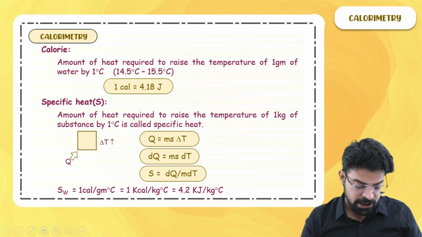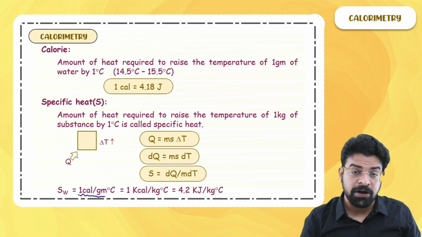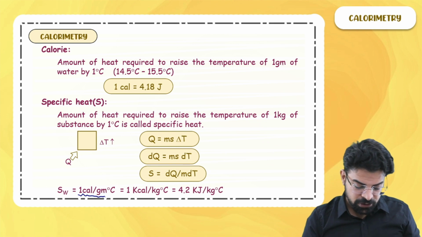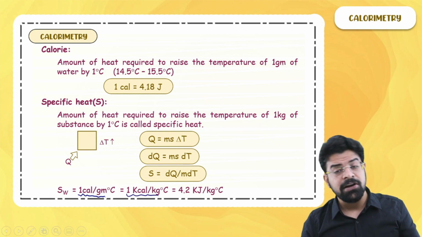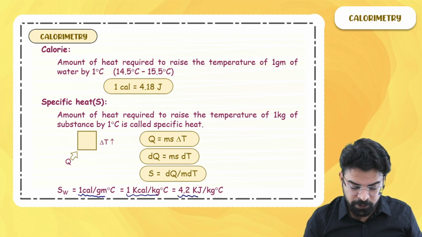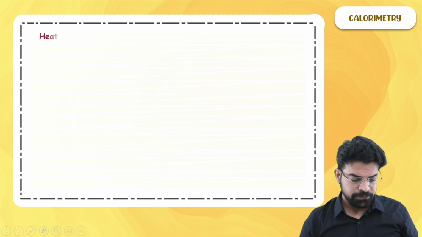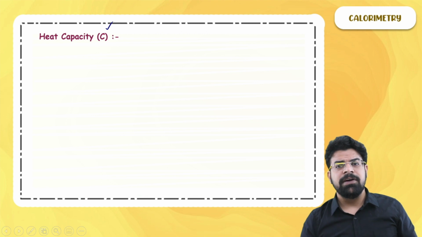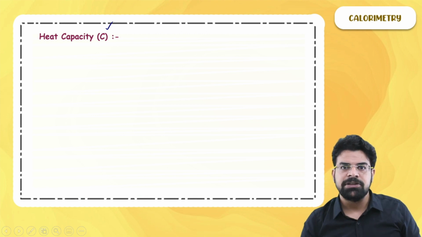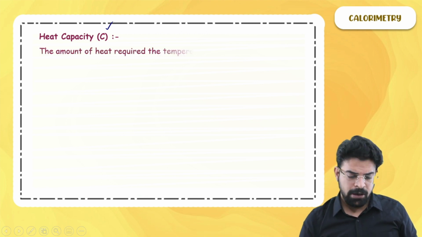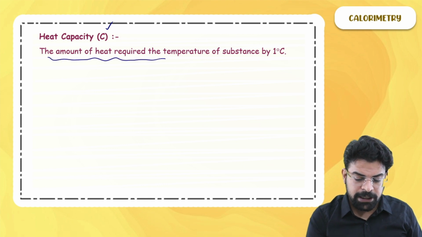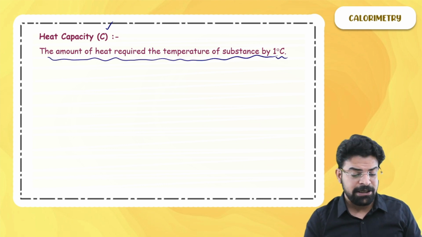You should remember it. So specific heat of water is 1 calorie per gram degree centigrade, which is as good as 1 kilocalorie per kg degree centigrade, which is as good as 4.2 kilojoule per kg degree centigrade. So let's move on. Now we will define another quantity which is called heat capacity. What is heat capacity? The amount of heat required to raise the temperature of substance by 1 degree centigrade.